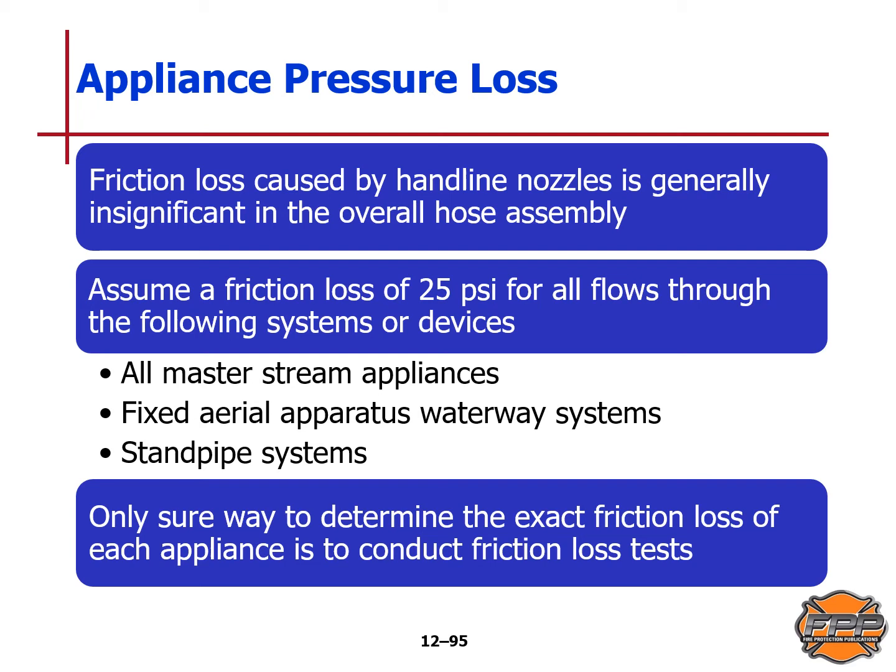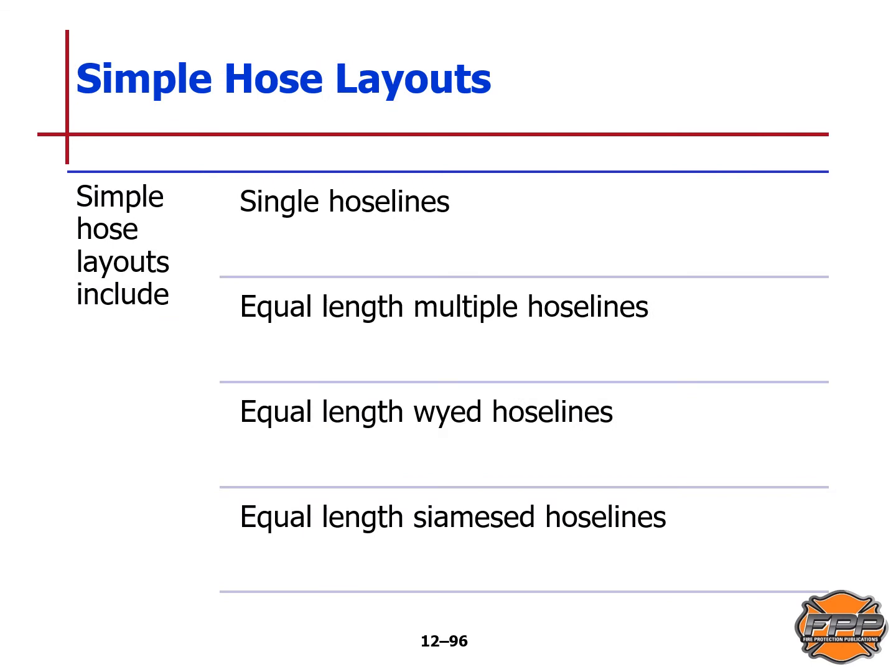Assume a friction loss of 25 psi for all flows through the following systems or devices: master stream appliances, fixed aerial apparatus waterway systems, and standpipe systems. The only sure way to determine the exact friction loss of each appliance is to conduct friction loss tests. There are simple hose layouts that include single hose lines, equal length multiple hose lines, equal length wide hose lines, and equal length Siamesed hose lines.